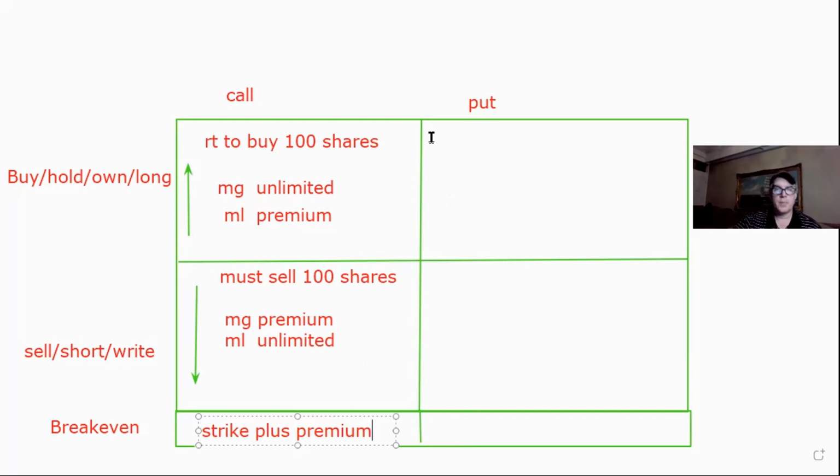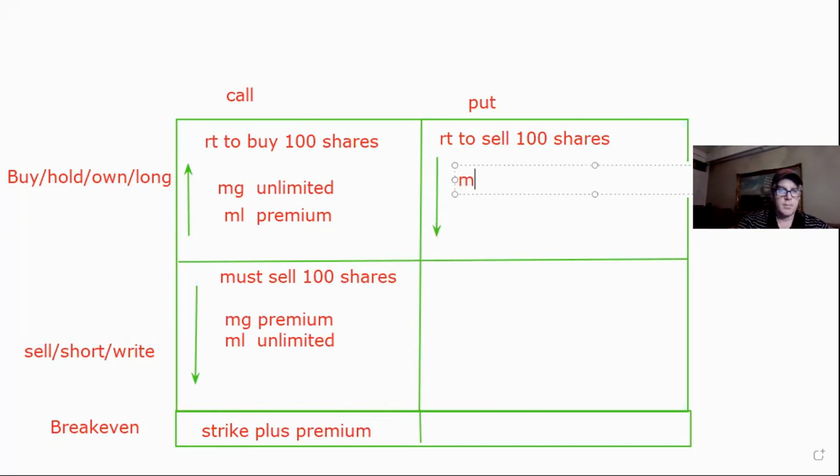Now, if I buy a put, I have the right to sell 100 shares. If I could type, this would be so much better for everyone. The right to sell 100 shares. And I want it to go down so I can sell it at the higher price. So what's my max gain? Max gain is going to be strike minus premium, which is, if it goes to 0, I get to sell it at the higher price, but I have to subtract the premium out of that. Max loss is premium. Good.